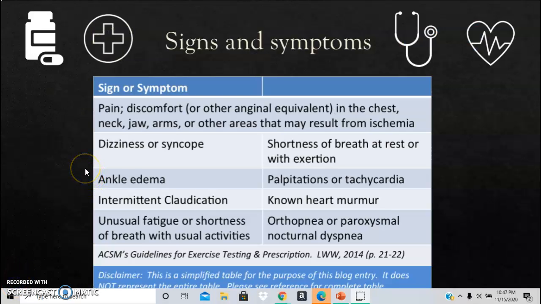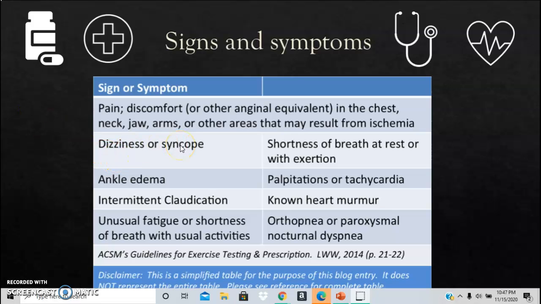Some signs and symptoms indicative of a cardiovascular disease are pain and discomfort in the chest, neck, jaw, arms, or any other areas that may result from an ischemia. A lot of these signs and symptoms are the same for a heart attack or cardiac event, such as a myocardial infarction.